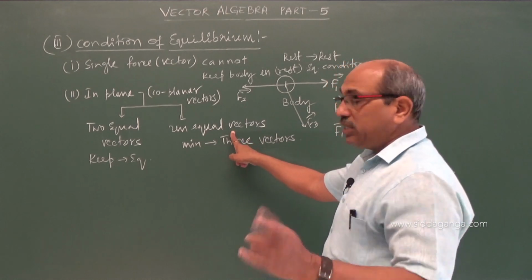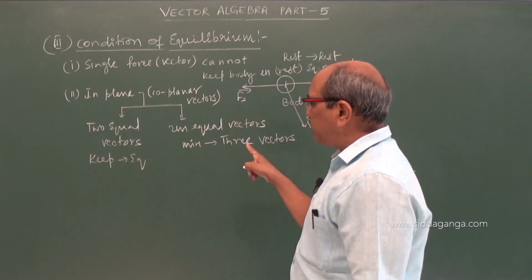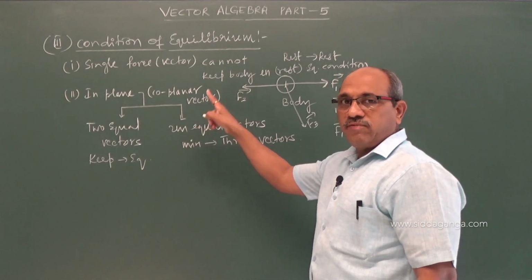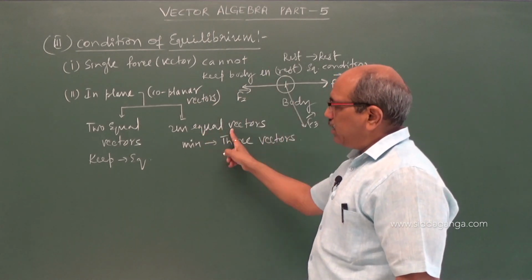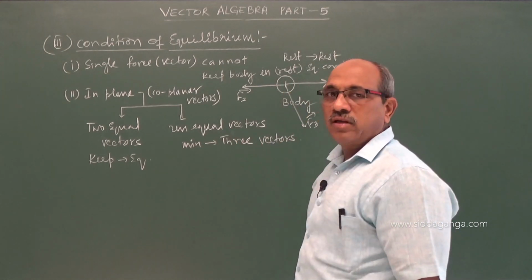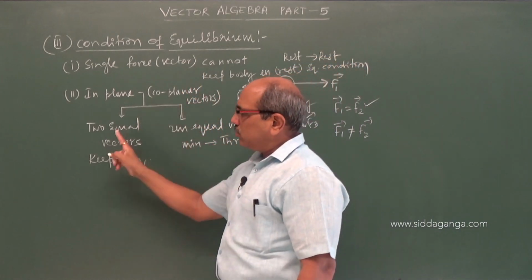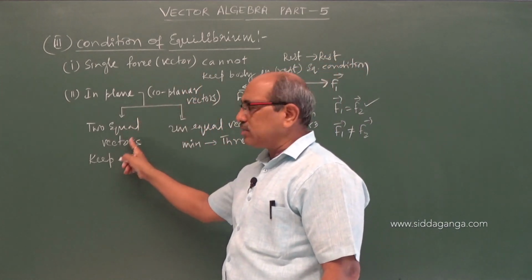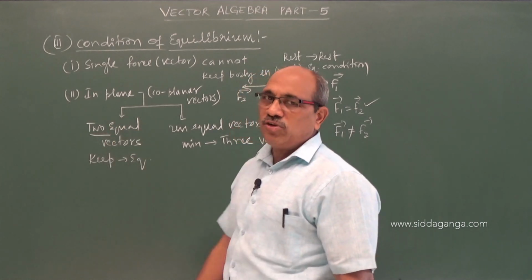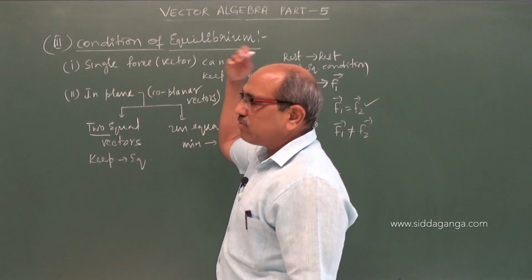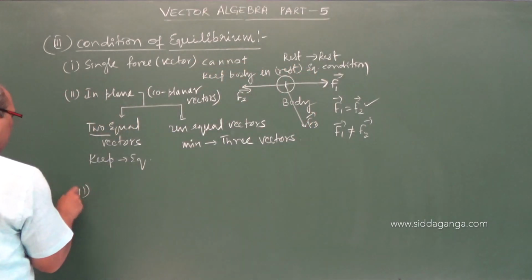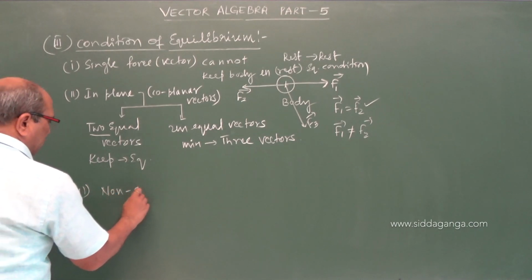For unequal coplanar vectors, the minimum number of vectors necessary to keep the body in equilibrium is 3. If the coplanar vectors are equal, then the minimum required is 2. Two equal vectors are enough to bring the body to equilibrium. A single force or vector cannot keep the body in equilibrium. And also third, non-coplanar vectors.